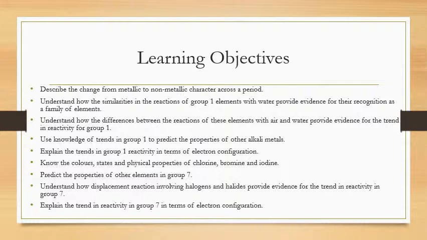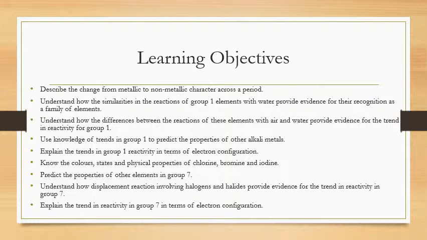We're going to be describing the change from metallic to non-metallic character across a period, and understand how the similarities of reactions in group 1 are related to the concept of this group. Understand how the difference between the reactions of these elements with air and water provide evidence for reactivity. Then we're going to look at how you can make predictions about further down in the group. Explain trends in terms of group reactivity of both group 1 and 7 in terms of electron configuration.